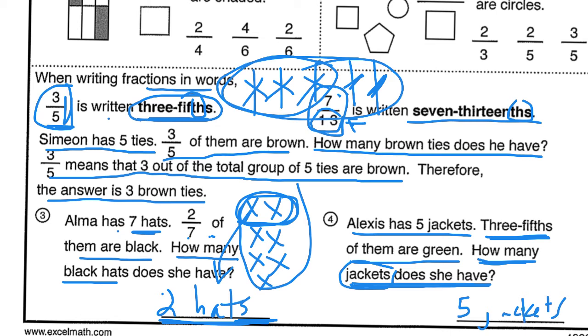They told you the answer, so you underline it right there. Alexis has 5 jackets. You don't even have to read this because it says how many jackets does she have. She has 5 jackets. Easy cheesy, unless you're easily tricked.